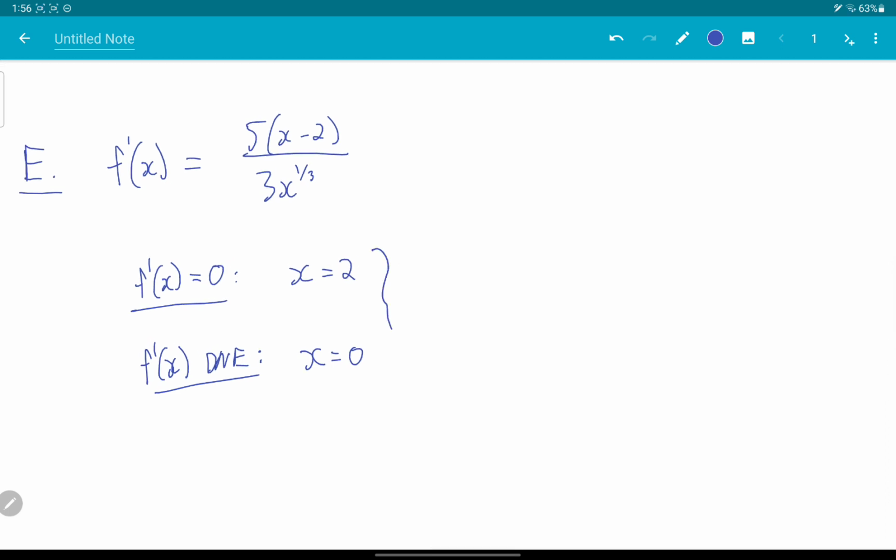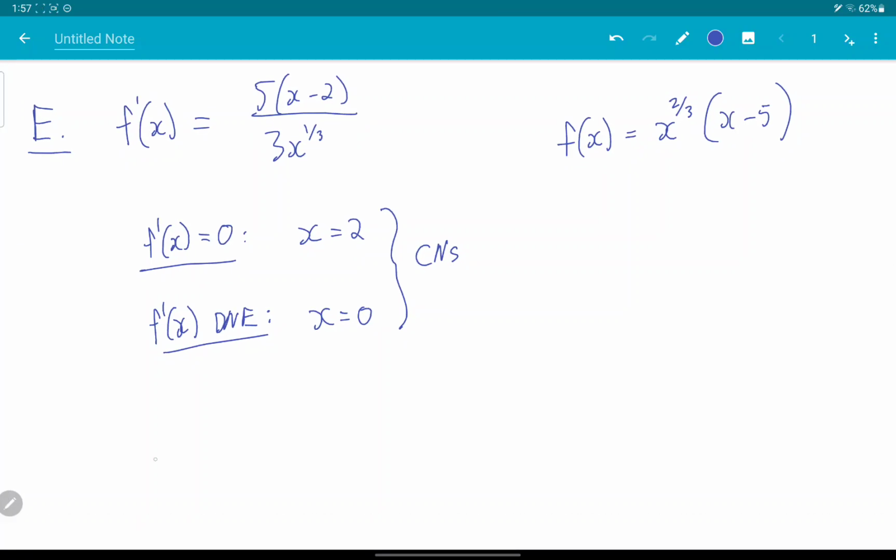Now these are both critical numbers because, well, this one's obvious why it's a critical number. This one, x equals 0, makes the derivative not exist, but it is in the domain of the original function, which was x to 2/3 x minus 5. Okay, 0 can be plugged in here. So that makes x equals 0 a critical number.